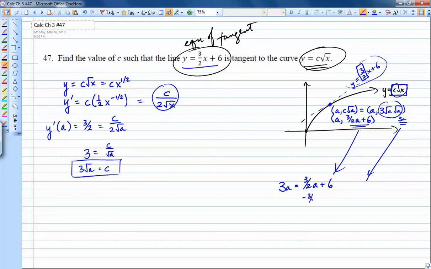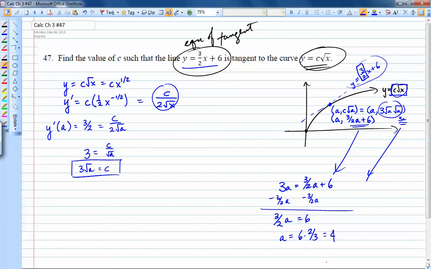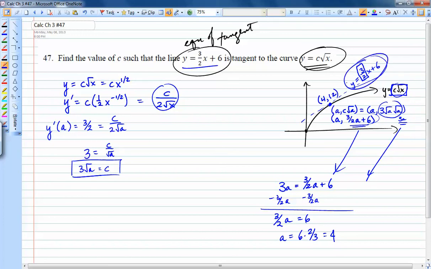So if I subtract 3 over 2a from both sides, it's 3 minus 1.5a, which is still 1.5a. So it's 3 over 2a equals 6 at this point. And then if I multiply both sides by 2/3, I'm going to get 6 times 2/3, which is going to end up being 12 over 3, which is 4. So I know this happens when a is 4. So this point right here is 4 comma, and then if I plug in 4 either into the 3a or the 3/2 a plus 6, I'm going to get 12. So now I know that my tangent line at (4, 12) has this equation.